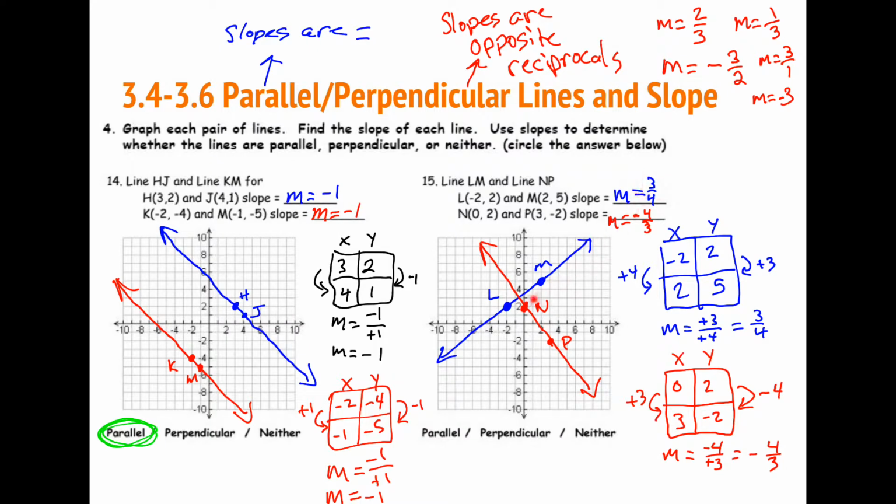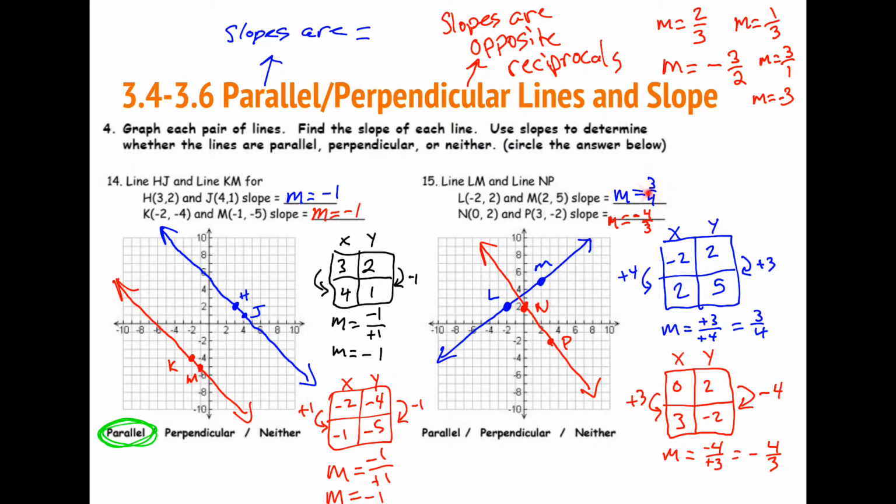Take a look at the red line. I've got coordinate N right here at 0, 2, and I've got P at 3, -2. I can put those in my slope box for N right here, 0, 2, and P, which is 3, -2. So how do I get from 2 and go down to -2? I'm going to subtract 4 from that. And then how do I go from 0 all the way up to 3? I add 3. So my slope, -4 over +3, which then is -4/3.